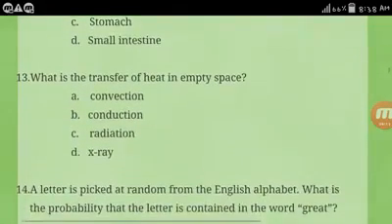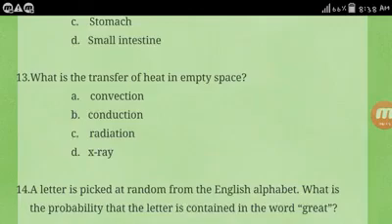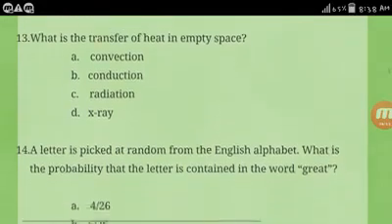Next, number 13, what is the transfer of heat in empty space? Of course, empty space, that's radiation. Solid to solid transfer of heat, that's conduction, letter B. And convection is for liquids. So the answer here is letter C, radiation.